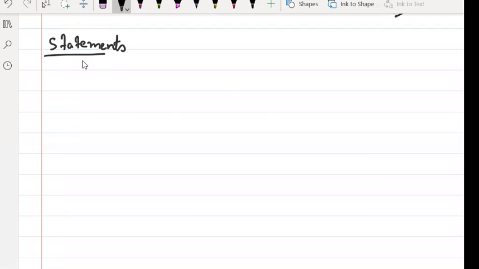Right? So we have two types of statements. One is called a normative statement and the second is called a positive statement. Okay, normative and positive. Now you should ask, what is the meaning of this?